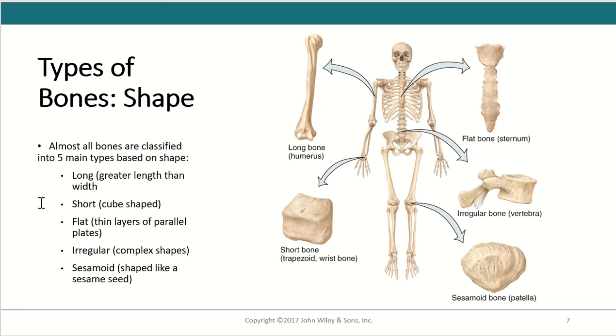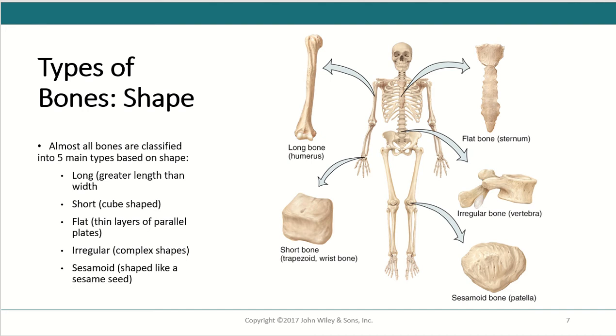Next we have our short bones. These are going to be sort of a cube-shaped bone. These are going to make up some of the bones in the wrist, as well as in the feet or in the ankles. We have flat bones. These are going to be thin layers of parallel plates. A great example of this is your sternum or your breastbone.